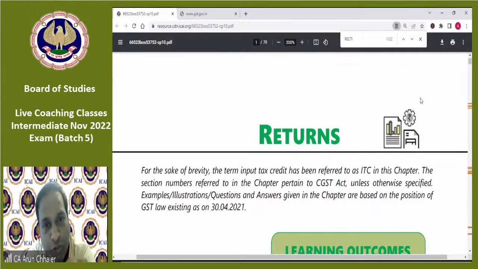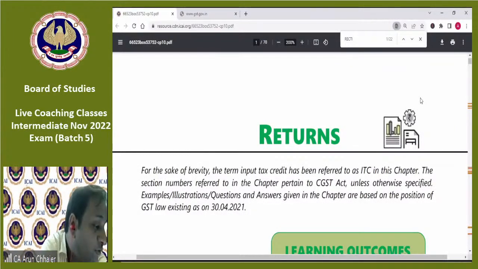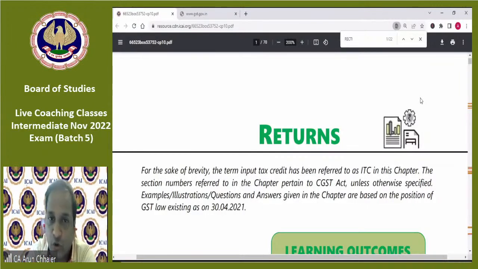Can we add B2C supply in the IFF? No, we can't add.